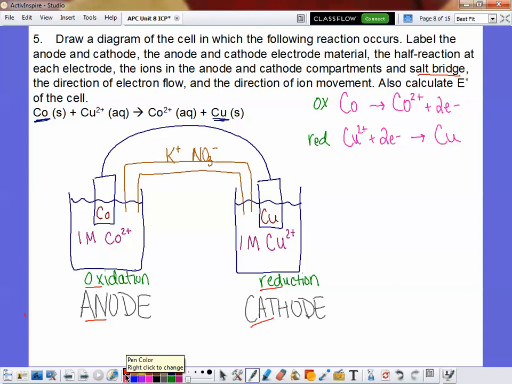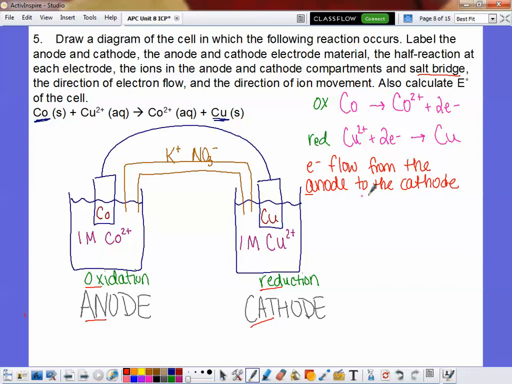Let's talk about electron flow. Electrons flow from the anode to the cathode. So think alphabetical order, or A to C. All right, so that means that the electrons are going from the anode to the cathode along this wire that I drew up here. So my electrons are flowing from the anode to the cathode.